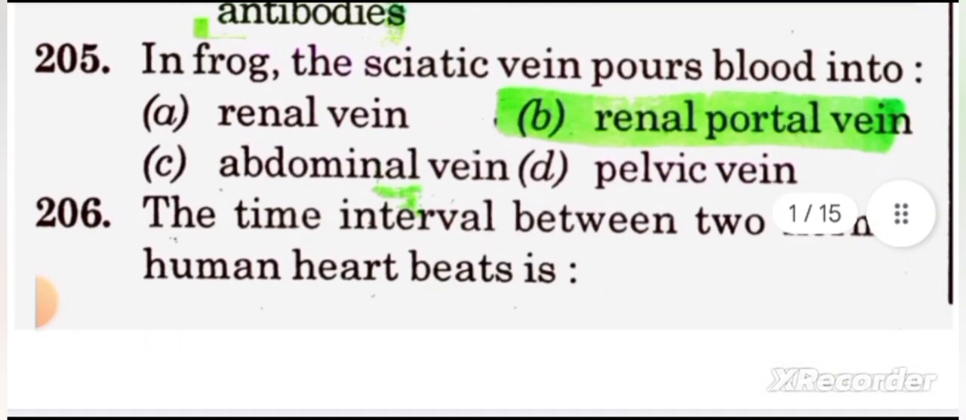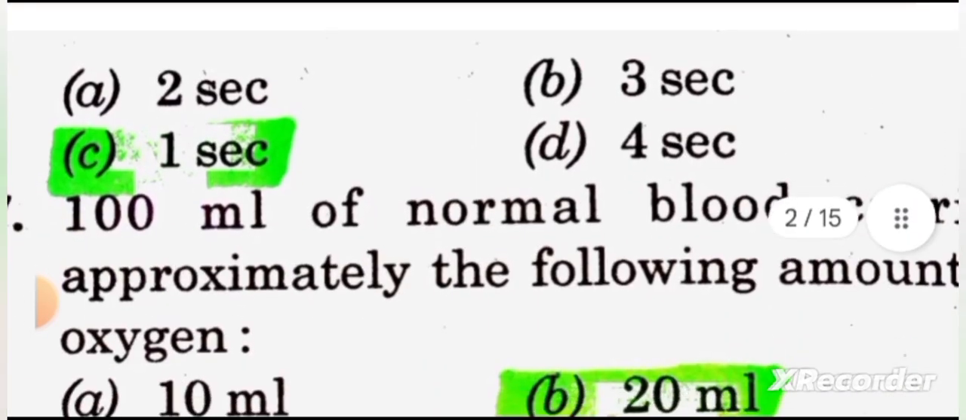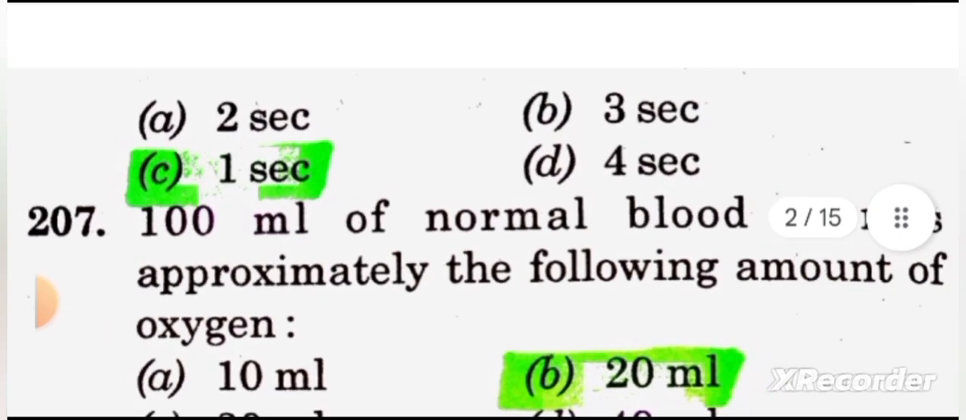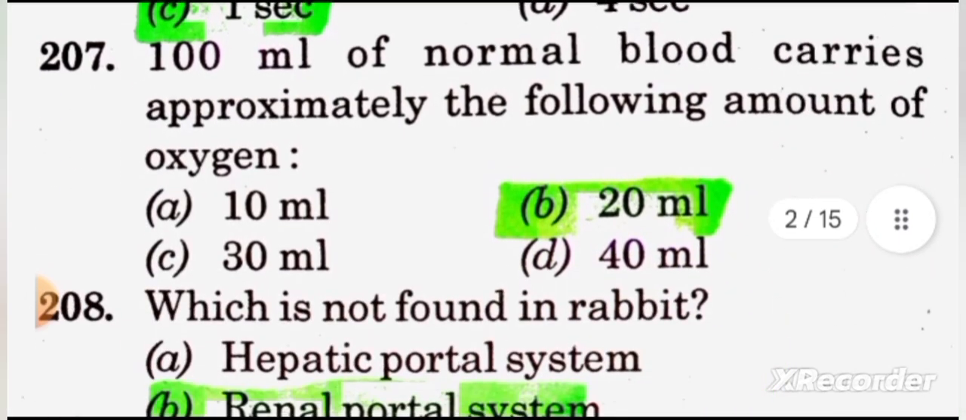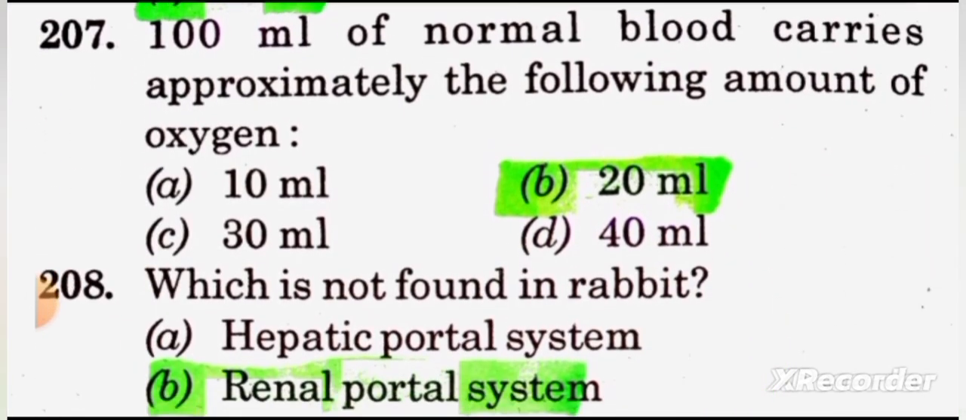Next, 205. In frog, the sciatic vein pours blood into. Answer B. Renal portal vein. Next, 206. The time interval between two normal human heartbeats is. Answer C. 1 second. Next, 207. 100 ml of normal blood carries approximately the following amount of oxygen. Answer B. 20 ml. Next, 208.